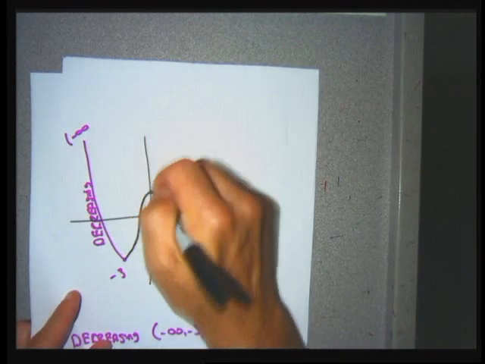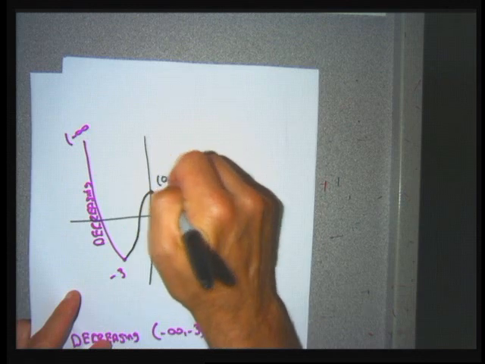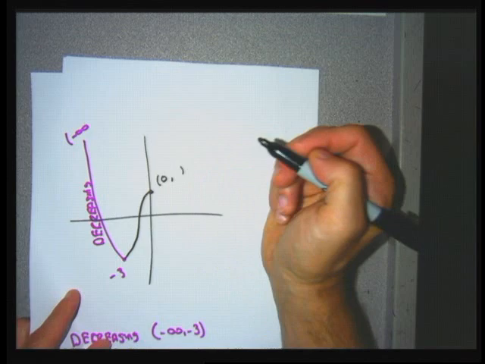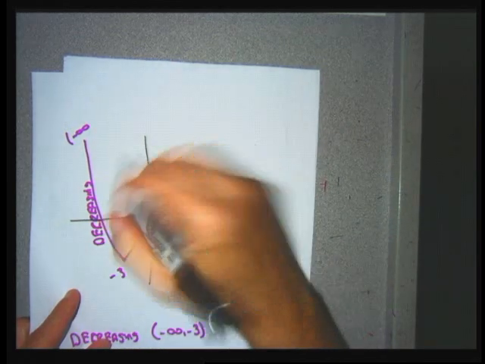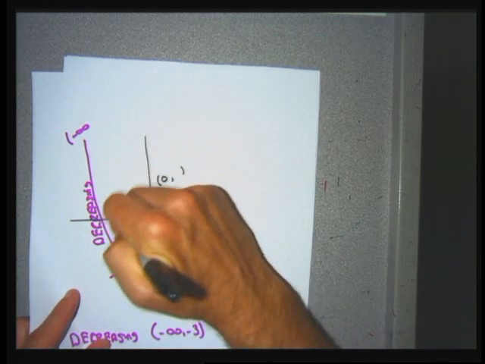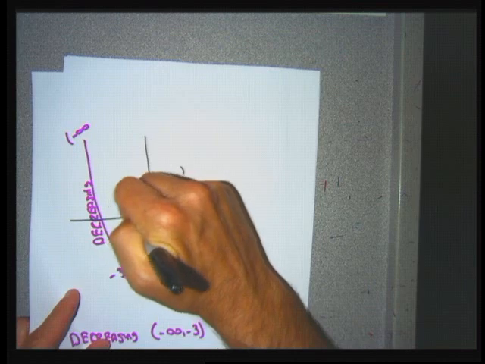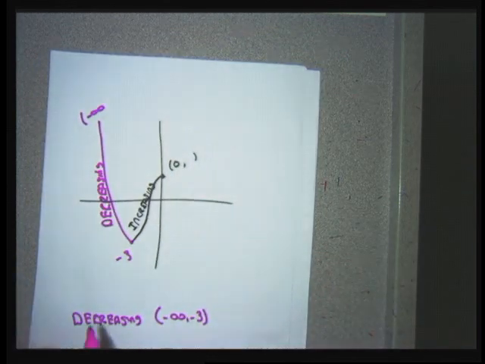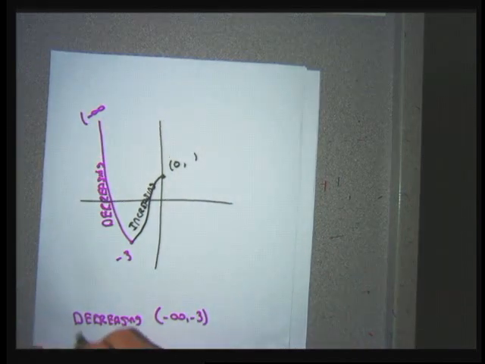This is the point 0.05, and that's a local maximum. It's higher than anything real close to it. It's a peak. In this region, the graph is increasing because as I move from the local minimum to the local maximum, as I go from left to right, the graph is going up as opposed to down.